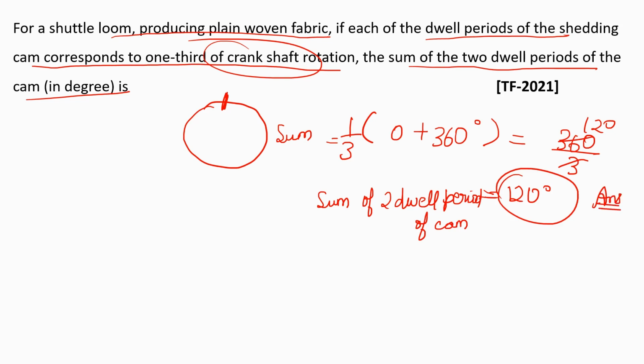I think it is clear to you how 120 degree is calculated, because the two dwell periods of the cam are, first one at 0 degree, and when the cam is rotated fully, it covers 360 degree, meaning full rotation covers 360 degree, 2 pi, and half of it is 180 degree. So 2 pi rotation, and it is said to be one third, as it is given in the crankshaft rotation, one third of the crankshaft rotation. So we have divided by this, and we have found the answer very easily. I think it is clear to you.